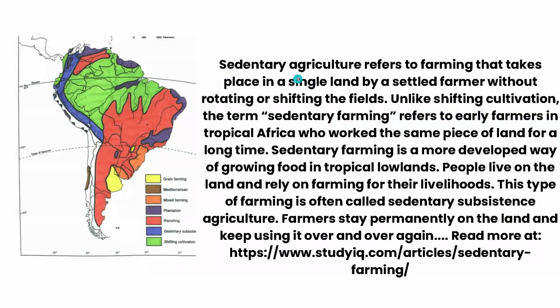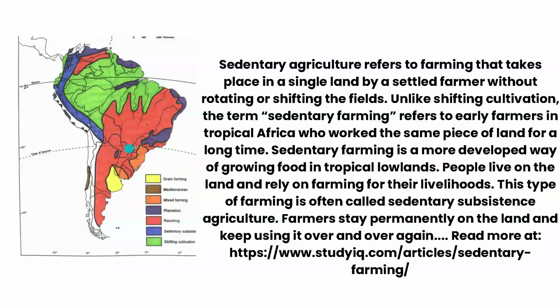Then sedentary agriculture refers to, we are talking about South America. Now what is grown in South America? Grain farming. You will find grain farming here. When we talk about grain, we talk about quinoa. Quinoa is extensively grown. Then Mediterranean type of places, light brown. In the Chile area, you will find mixed farming mostly.